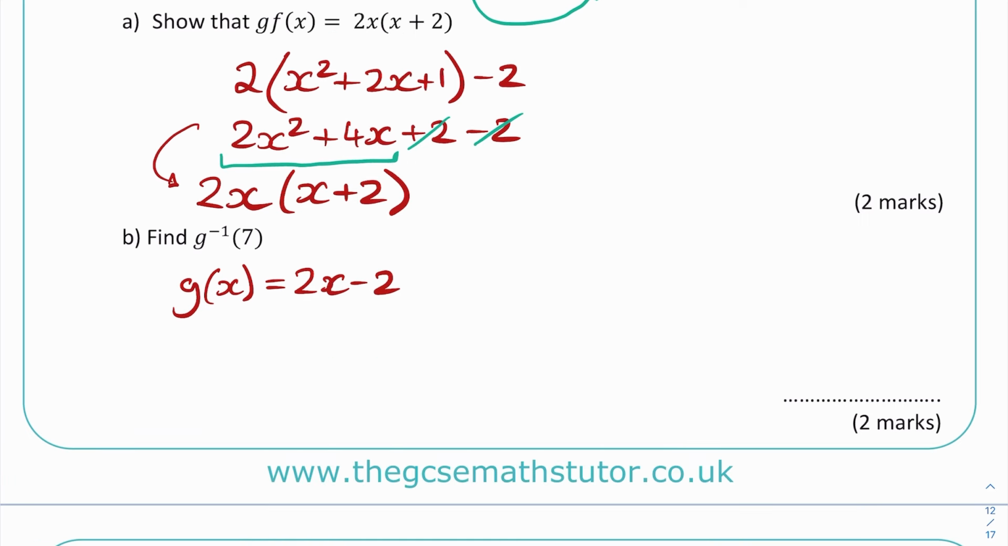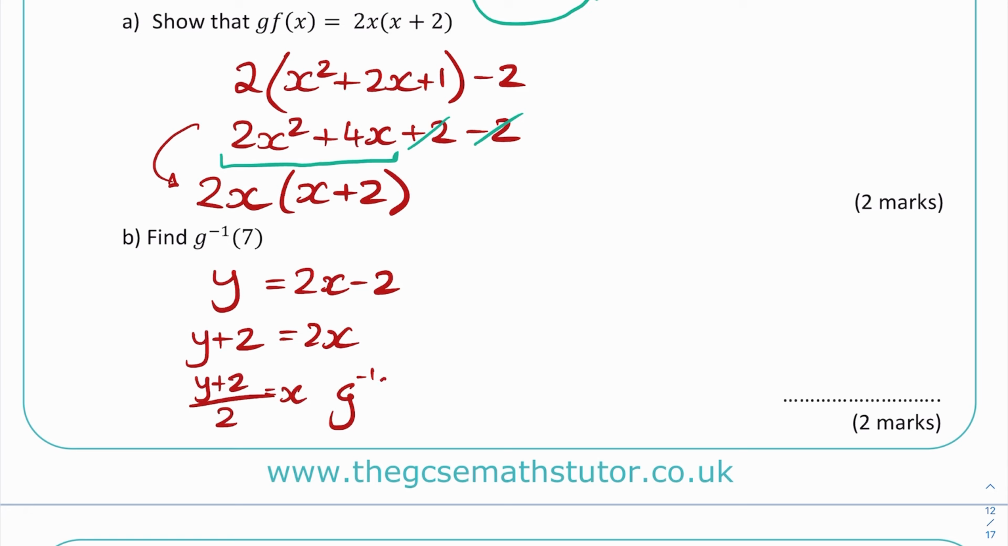So when I do the inverse function, I get rid of this g of x, I write y equals, and then I make x the subject, so add 2, so y plus 2 is equal to 2x, divide by 2, we've got y plus 2 divided by 2 is equal to x, a bit messy there, and then swap the x and y back over. So the inverse function of g is equal to x plus 2 divided by 2. Now they've got the 7 in the bracket, so they do want us to substitute 7 into there, so that's nice and easy for us to do.